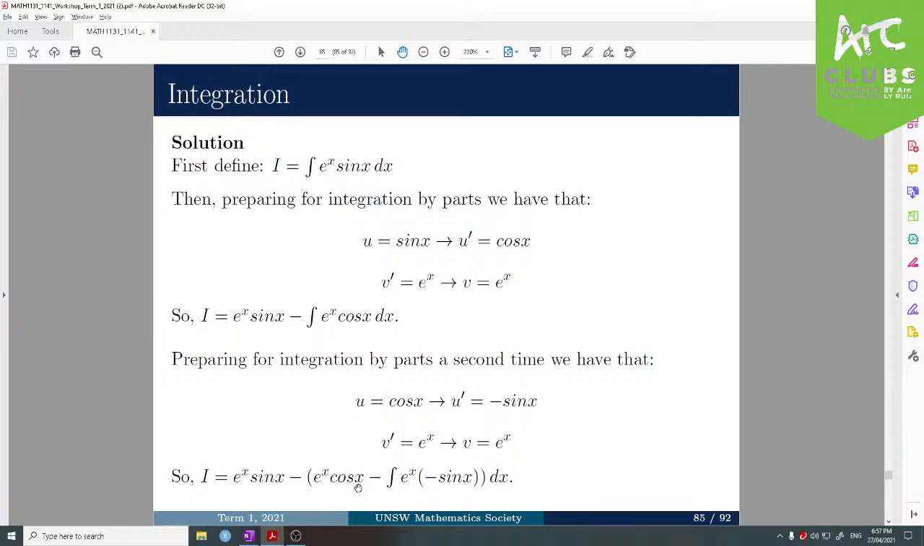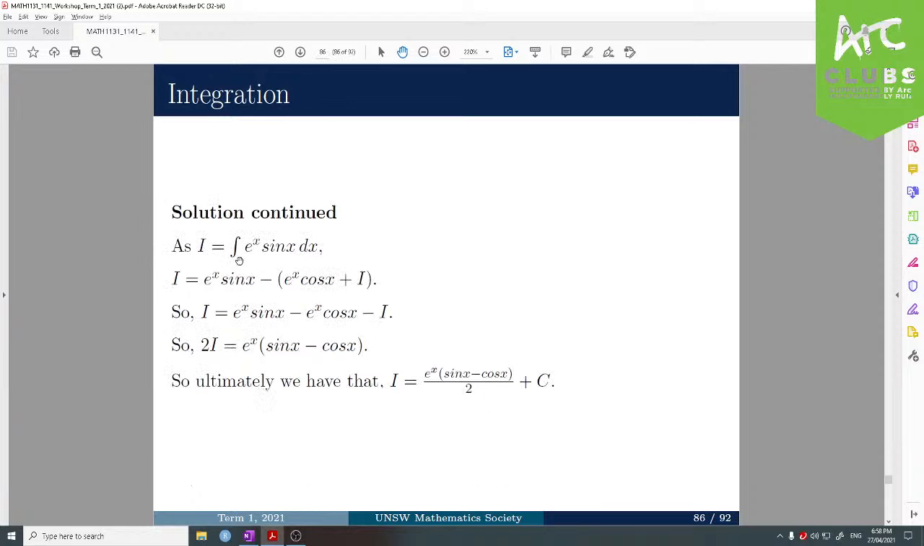And then I again use the formula. So I would have e to the power of x cos x, which is u times v, and I'll have minus the integral of v times u dash, which would be e to the power of x times minus sine x, and dx, right? And so as you can see, this term here is actually just the same as my I, right? e to the power of x sine x, which is why it will allow me to rearrange everything and get the answer in the end.